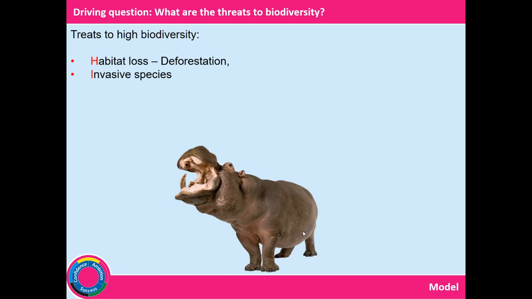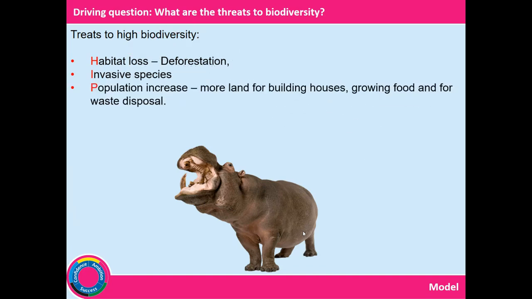Also, invasive species, which I know Mr. Shannon had dealt with a bit. Population increase, of course, the world population is currently increasing at an exponential rate. So, more land is needed for building houses. More land is needed for growing food so that we can meet the demand for food. There is food security. Food security is another topic we're going to be looking at. And more land is needed for waste disposal.